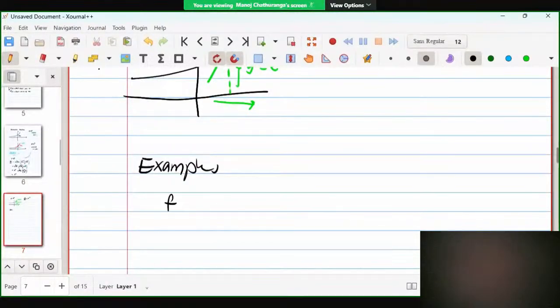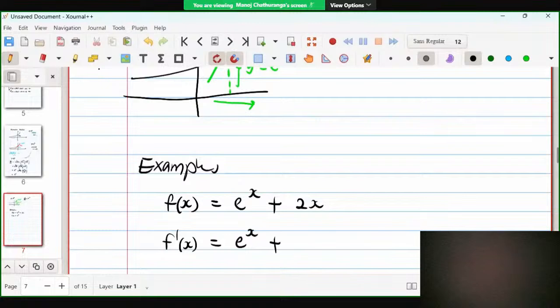For example, take e to the power x plus 2x. This is just the sum rule. The derivative of e to the power x is e to the power x, then the derivative of 2x is just 2.